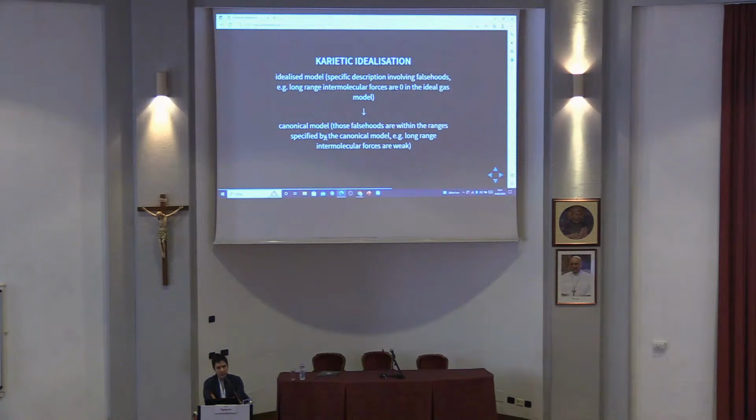According to Strevens, then, the way that we should think about idealized models, cases where you don't start with the truth, should follow a pretty similar procedure. The example that he gives is the ideal gas law, where, for example, you assume in the model that the long-range intermolecular forces between the particles in the gas are 0. So you start off with your idealized model, which is a specific description, just like the cannonball model was a specific description.